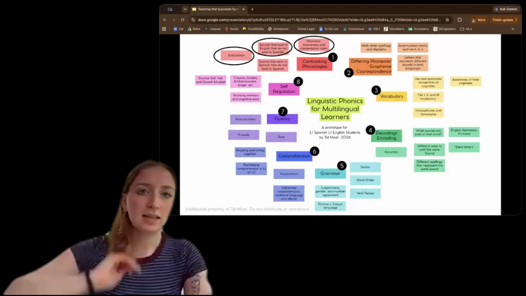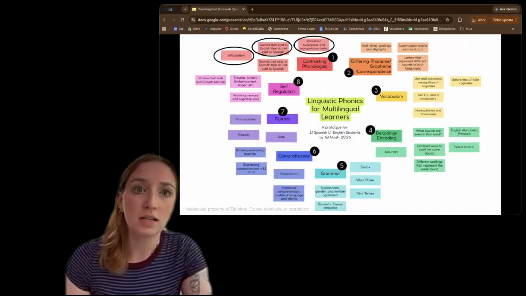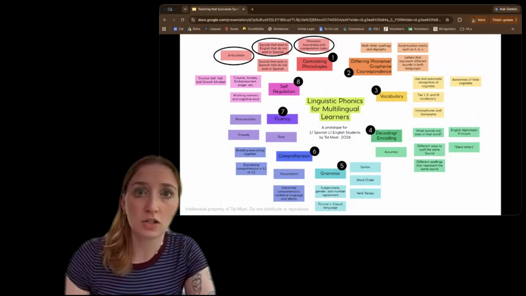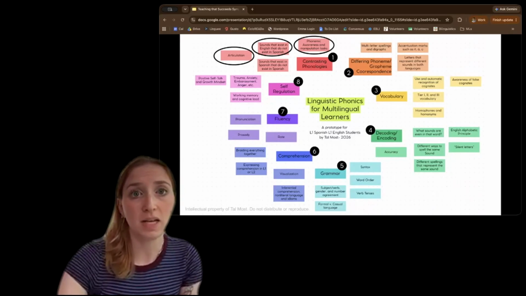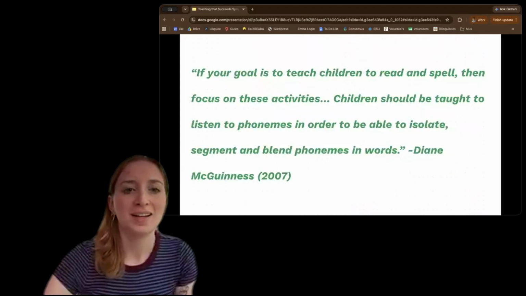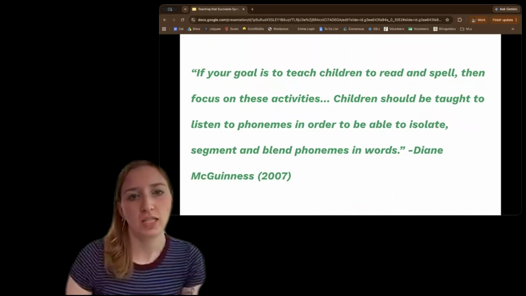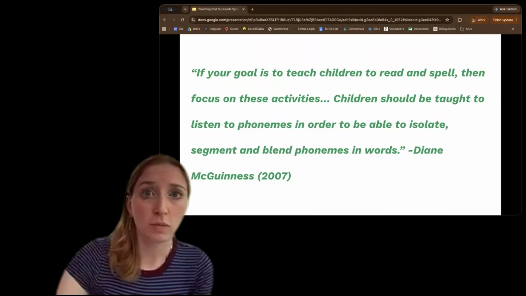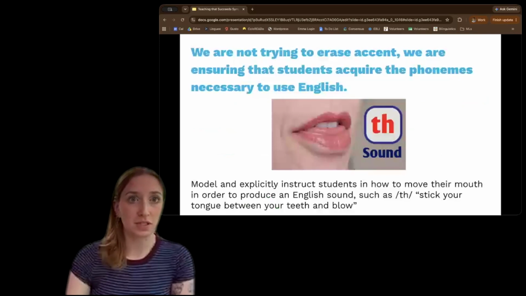So this is kind of getting at that foundational aspect I hinted at the beginning, the articulation of English sounds and sounds that may not exist in Spanish that our students will need to use, and then how to develop awareness and the ability to manipulate those sounds of English. Getting back to the mother of all linguistic phonics, Diane McGuinness, she really stressed the importance of students' ability to isolate, segment, and blend sounds to form words as being really crucial and foundational, and this is how we can apply that to our multilingual students.